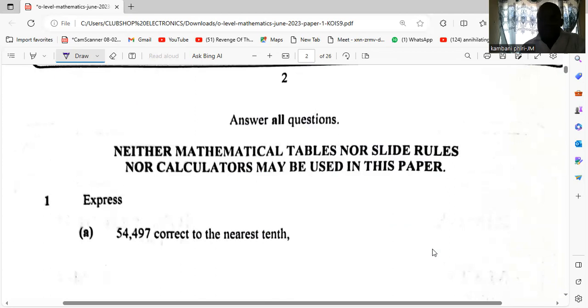It is a matter of emphasis. Answer all questions. Neither mathematical tables, nor slide rulers or rules, nor calculators may be used in this paper, right?